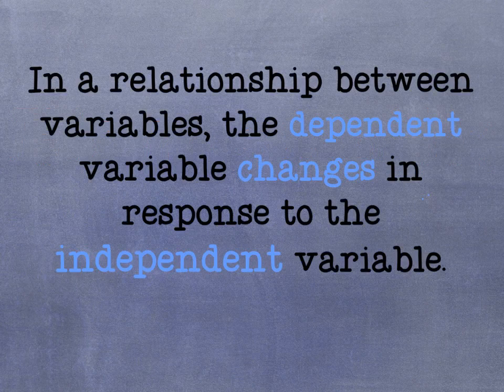Okay, so patterns and linear functions are talking about relationships, which we've been talking about with the graphs the last couple days anyways. In a relationship between variables, the dependent variable changes in response to the independent variable. So the dependent is which letter? Something depends on something else. Dependent is y, independent is x. So we need to remember y depends on x. That's very important.